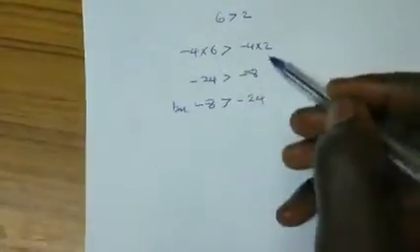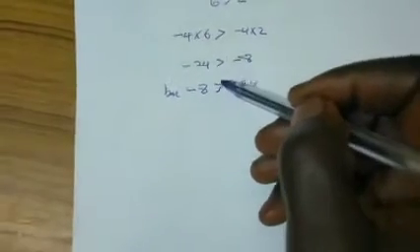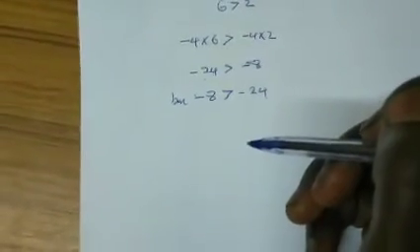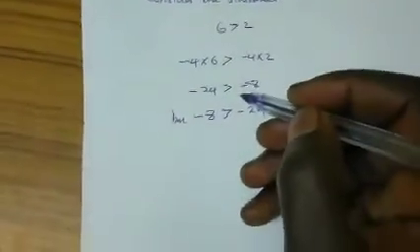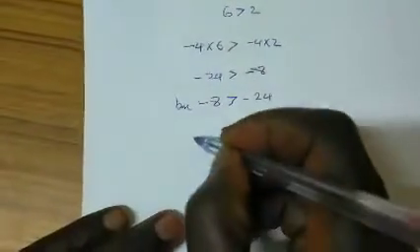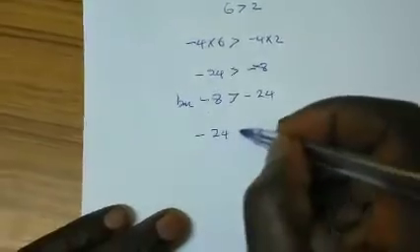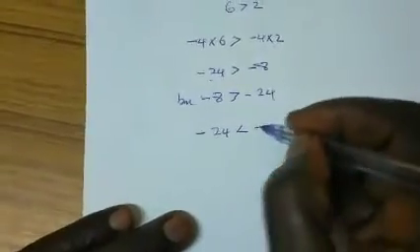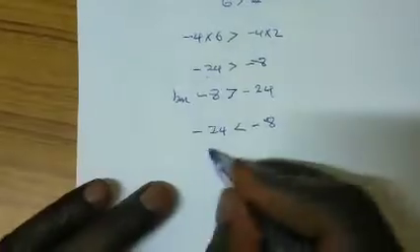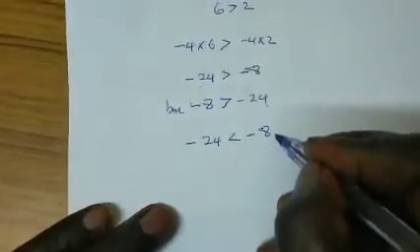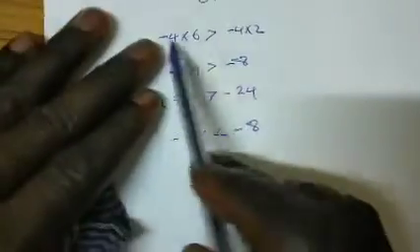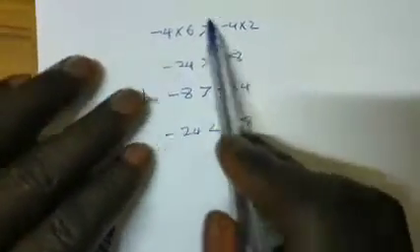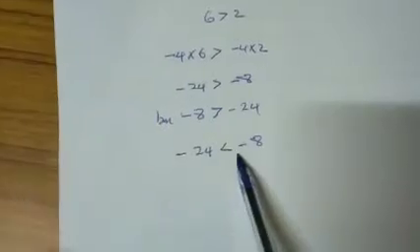So we realize here, therefore, that when you multiply by a negative number on both sides, then the inequality sign changes. So that if we maintain negative 24 on this side, then the correct statement will be negative 24 is less than negative 8. So the inequality initially was greater than. So if we multiply both sides by a negative, then the inequality sign will be reversed.